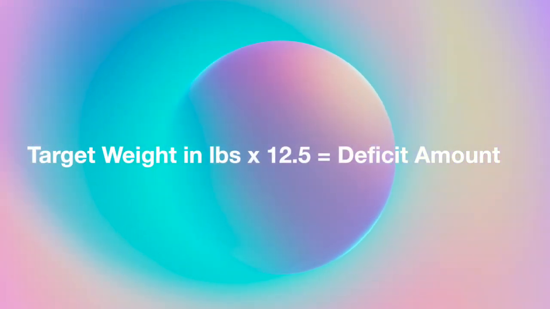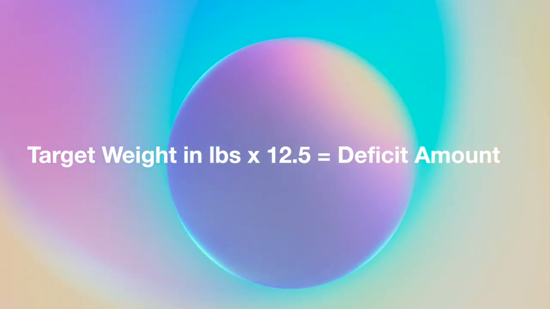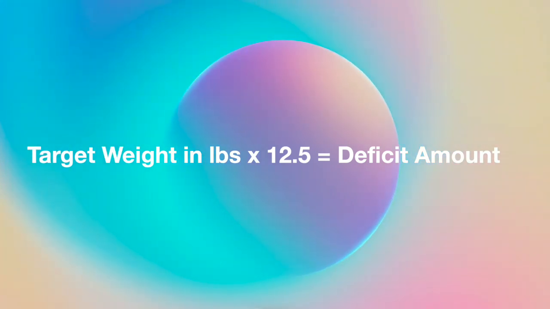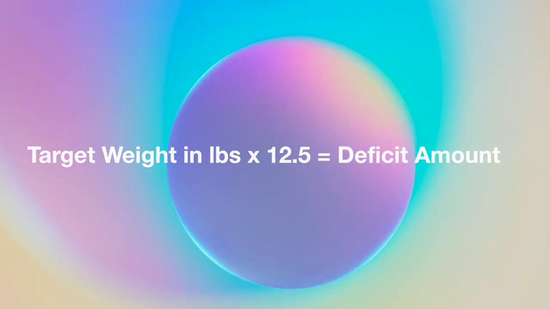Method 2 is by taking your target weight in pounds and multiplying it by 12.5. That again will give you an indication of how many calories you will need to consume each day in order to reach your target weight. Again, if my target weight was 168 pounds, I would times that by 12.5, which will give me 2,100 calories. Again, I would round that down to 2,000 calories and literally eat that each day over a course of 4 to 6 weeks.